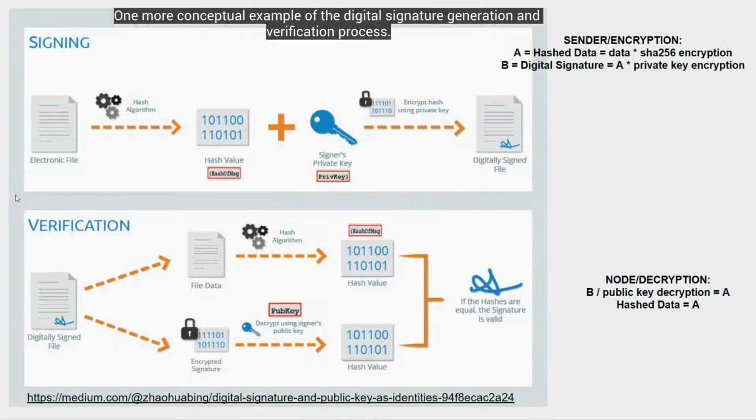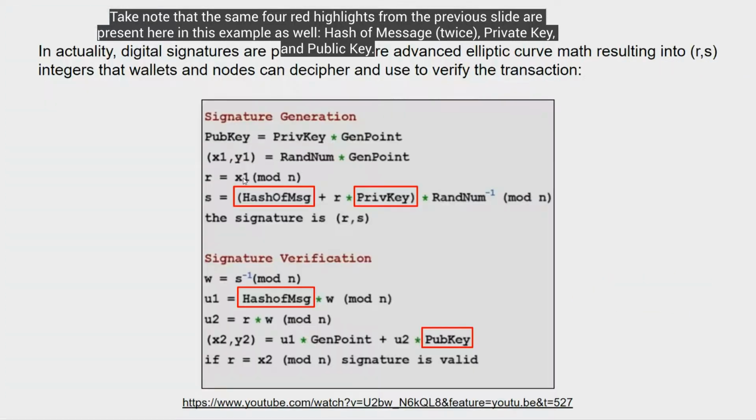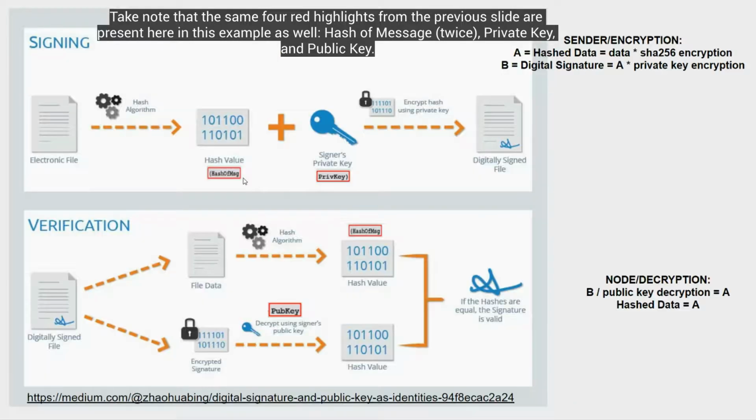And here's, for my more visual people, one more example showing you all of this. And if you notice, the same 4 red highlights are here. So it's consistent from this slide showing the elliptic curve version of what's going on. And here's the conceptual visual version of what's going on using the exact same elements that the elliptic curve aspect actually uses.